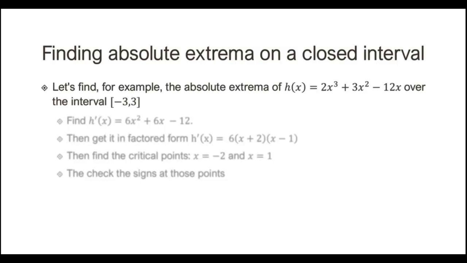Okay, let's find the absolute extrema of h of x equals 2x cubed plus 3x squared minus 12x over the interval -3 to 3. So first thing you have to do is find the derivative. So h prime of x is equal to 6x squared plus 6x minus 12. Then you have to set the derivative equal to 0 to find your critical points.